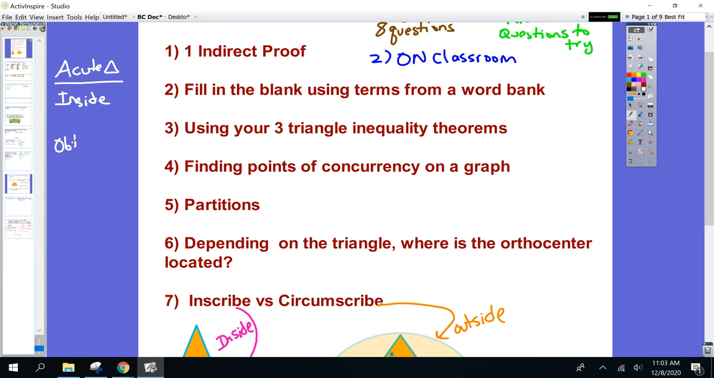Obtuse triangle. Know that the altitudes will all intersect outside. I will not have you find the exact point, but you should be aware that the orthocenter is somewhere on the outside. Right triangle. That's a different ball game there.